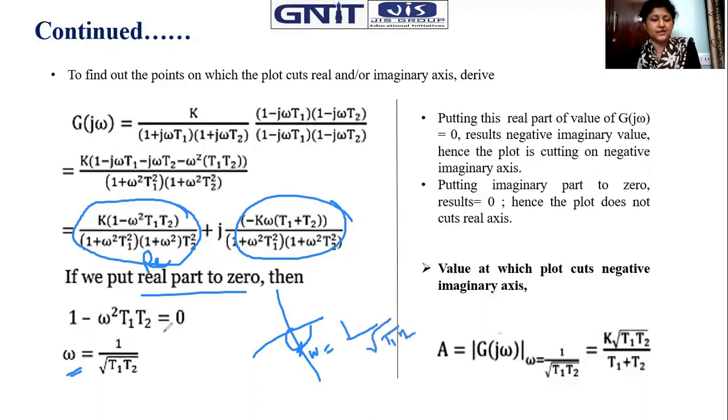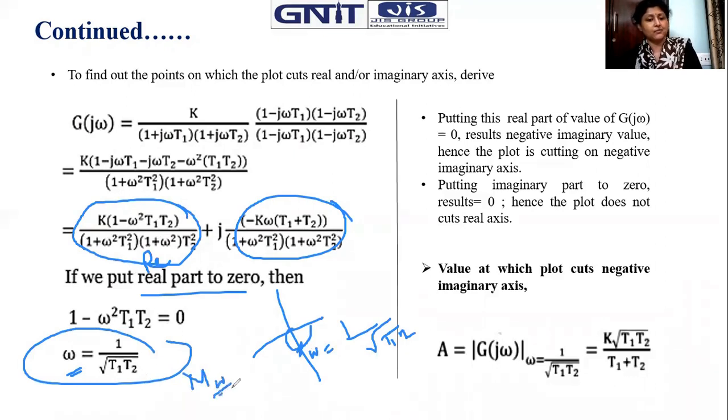Right? So we are getting that concept. We are getting that value of the omega. We need to get now what is the magnitude at that particular omega. And that is nothing but the intercept with the minus j omega axis.